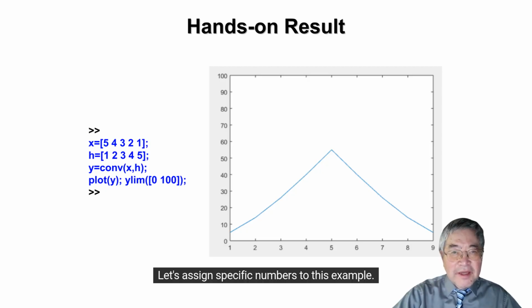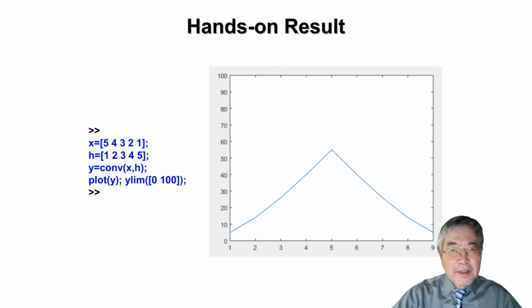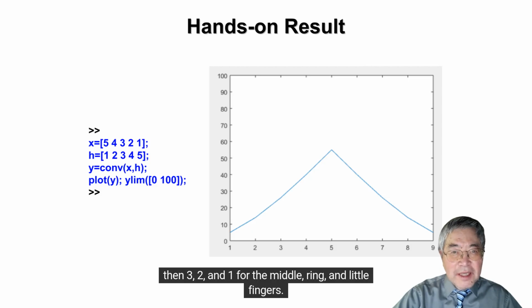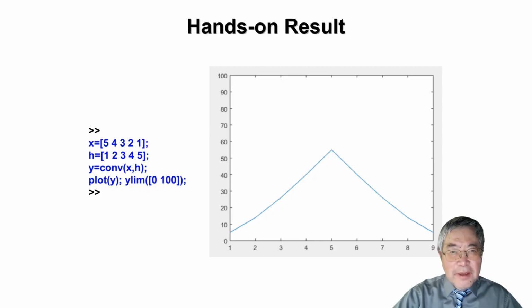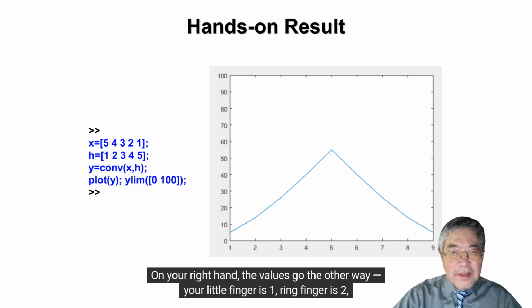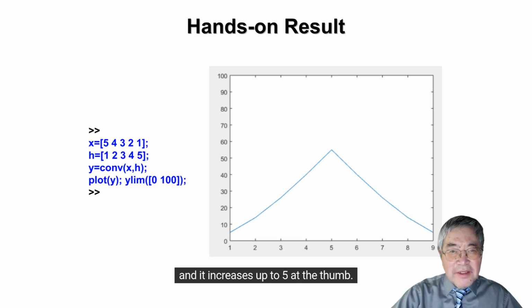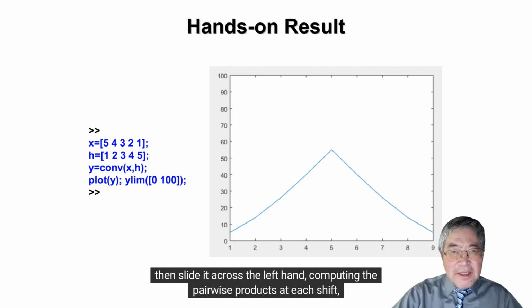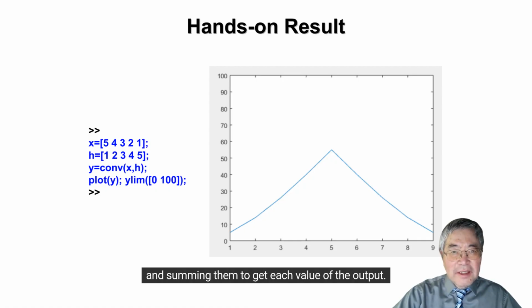Let's assign specific numbers to this example. Suppose on your left hand, your thumb has value 5, your index finger is 4, then 3, 2, and 1 for the middle, ring, and little fingers. On your right hand, the values go the other way. Your little finger is 1, ring finger is 2, and it increases up to 5 at the thumb. Now flip the right hand, just like we flip h of n in the convolution process, then slide it across the left hand, computing the pairwise products at each shift, and summing them to get each value of the output.